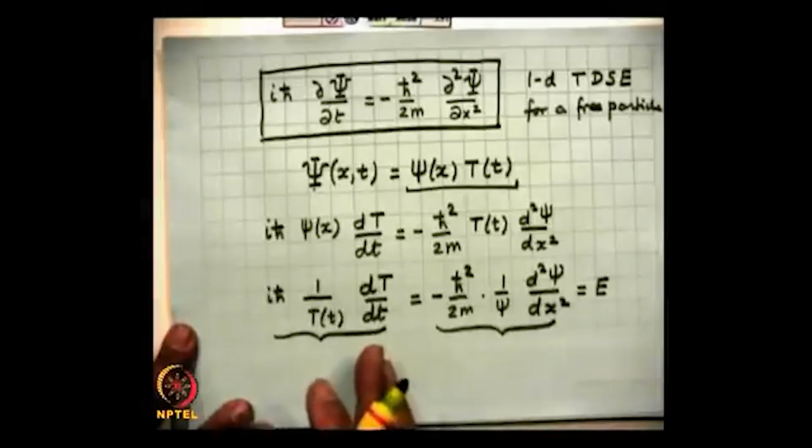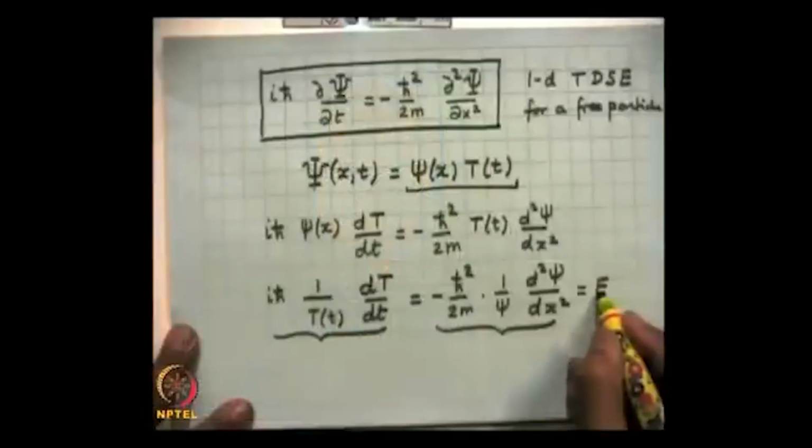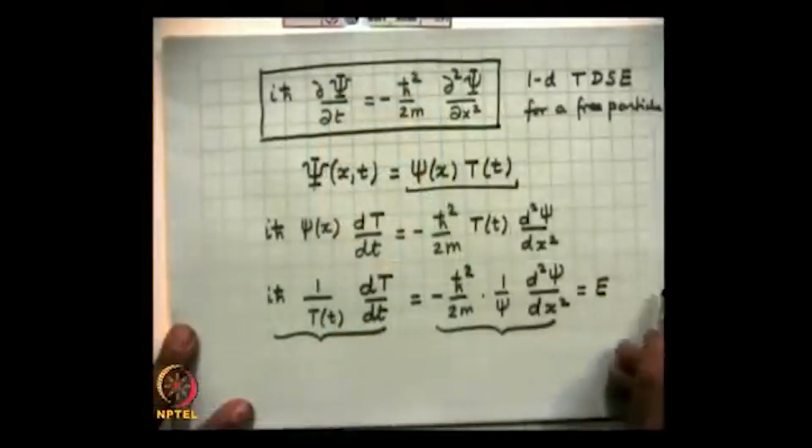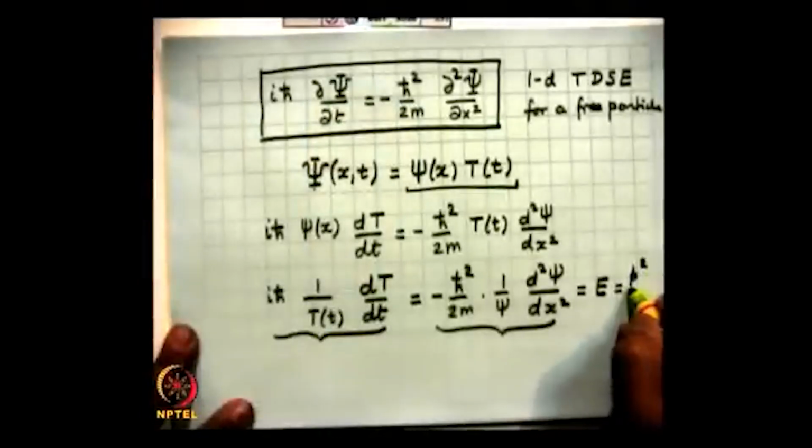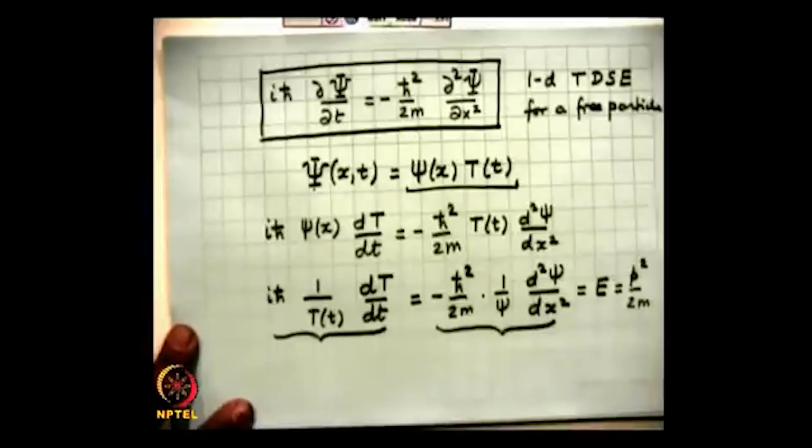So, we say that the method of separation of variables has worked, and therefore we can set the left hand side equal to a constant and the right hand side also equal to a constant. This E on the right hand side is a number, and I can write this E as just p square by 2m, where p is now a number, and I will tell you why I have written that.